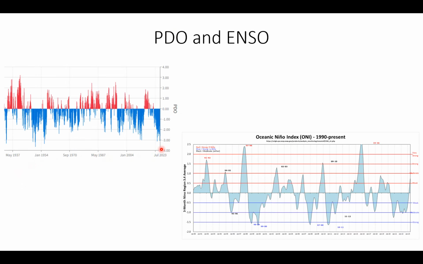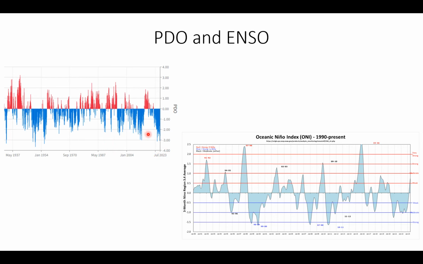Look at PDO and ENSO, just showing you the examples. What I'm doing here is showing you the PDO in the upper left and the various phases, going back to the 1930s. And in the bottom right, I'm showing you the Oceanic Nino Index from 1990 to present. Really, if we want to pay attention to this graph in the upper left, I would pay attention right where this red dot is. This is 1990, basically, moving forward to July of 2023.